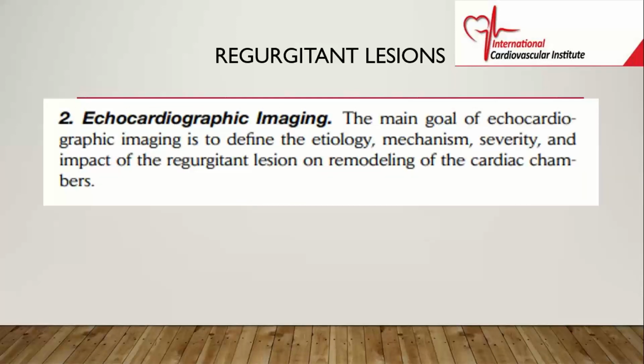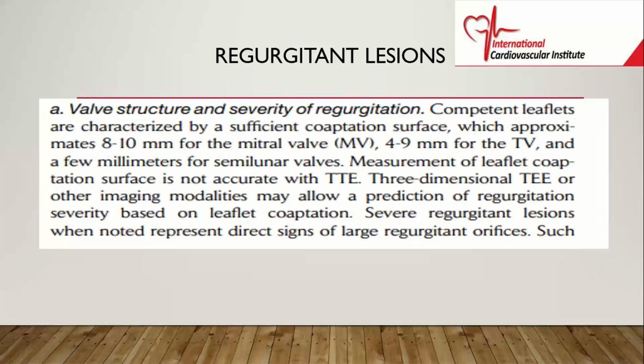So, your echocardiographic imaging now. Again, the main importance is to determine the etiology, what is causing this regurgitation, the mechanism of the regurgitation, and the severity. Okay, and then you can also look and see how the regurgitation is impacting the heart, and we call that remodeling. Because if you have a lot of blood going back into a chamber, the receiving chamber, the walls are going to get thin and it's going to dilate.